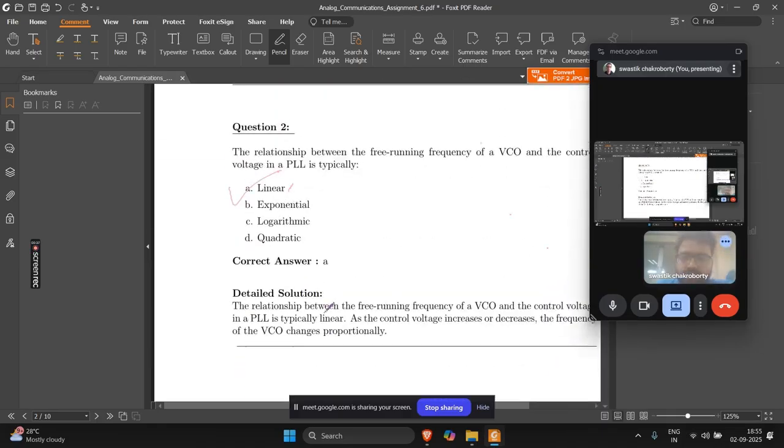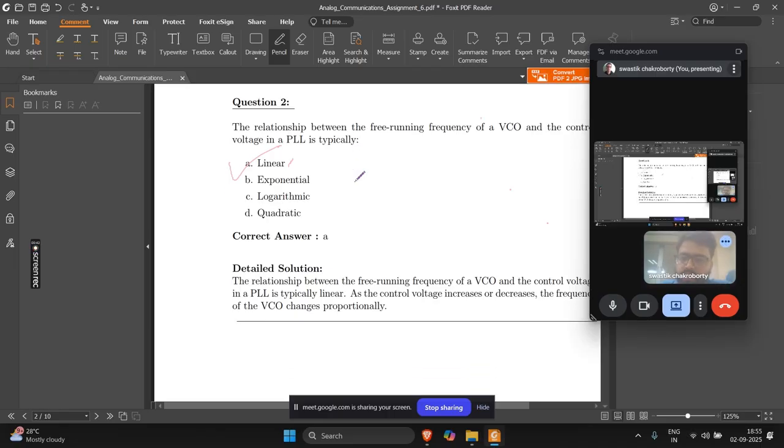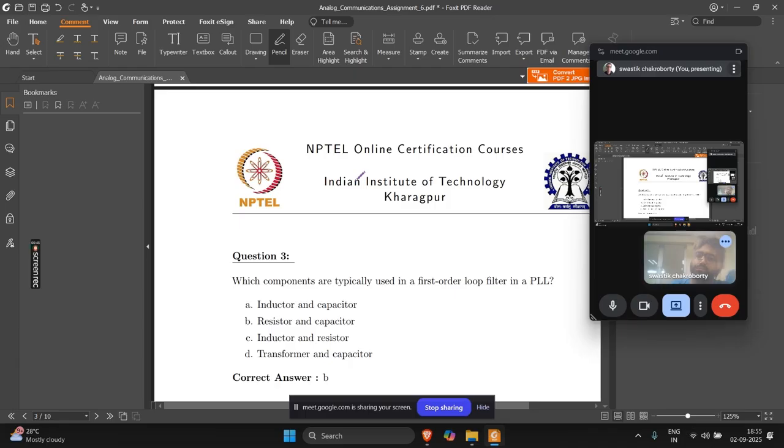So the relation between the free running frequency of the VCO and the control voltage in a PLL is linear. The next question is which components are typically used in a first order loop filter in a PLL. A filter is mostly implemented using RC or RL circuits, but the oscillator is implemented using LC circuits. Among RL and RC, mostly RC is used for filters. So RC is resistor and capacitor.